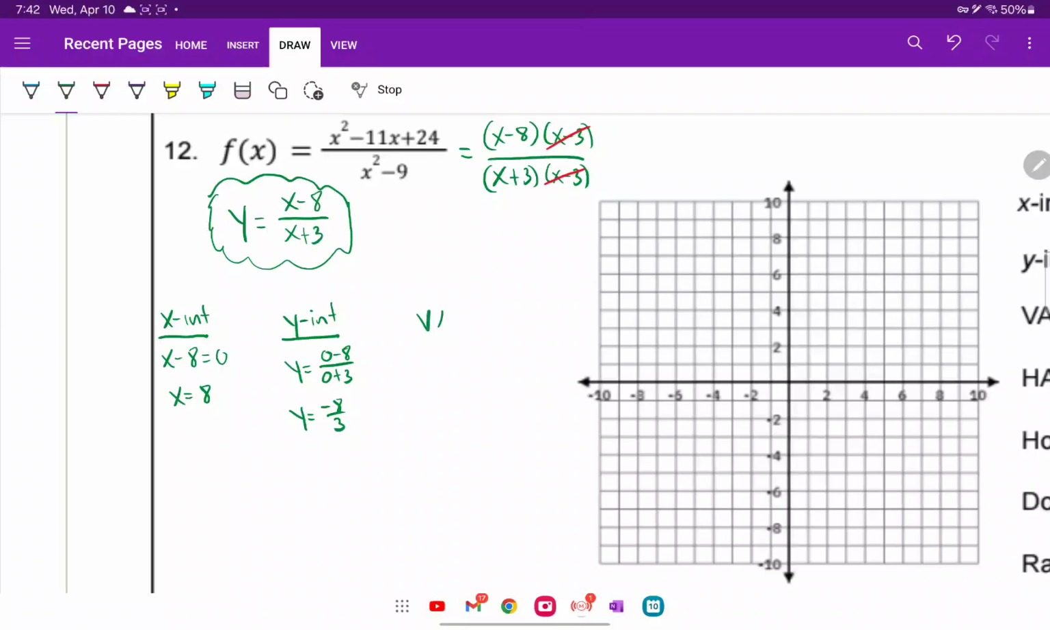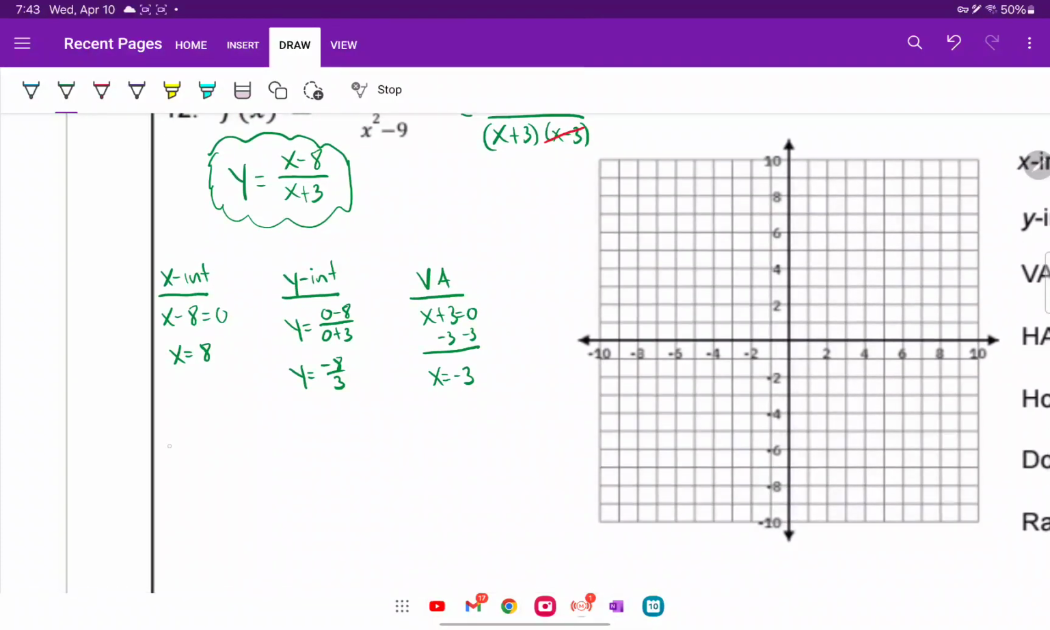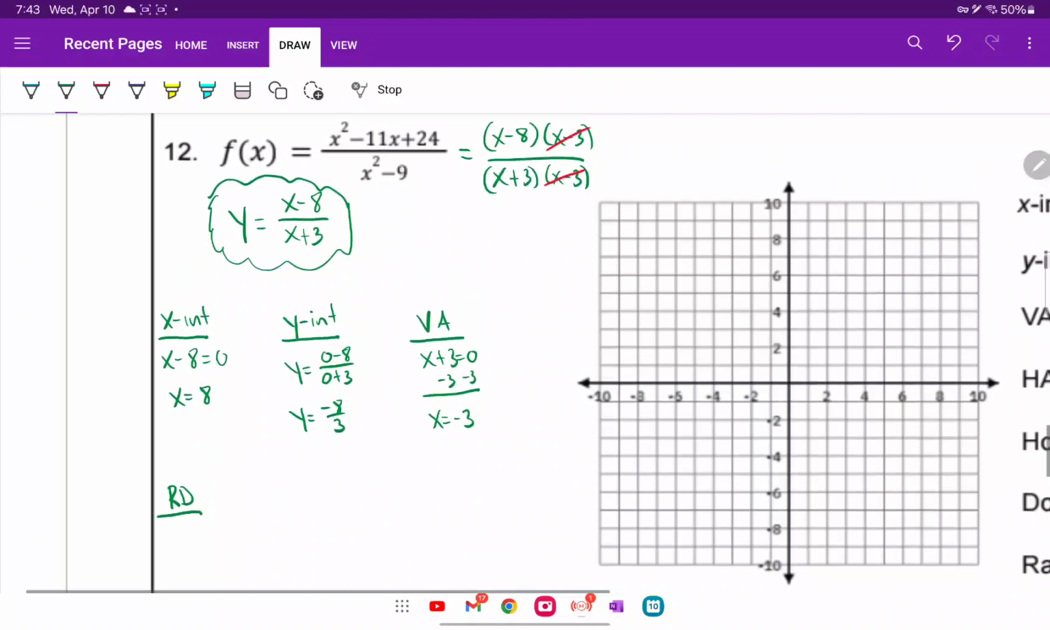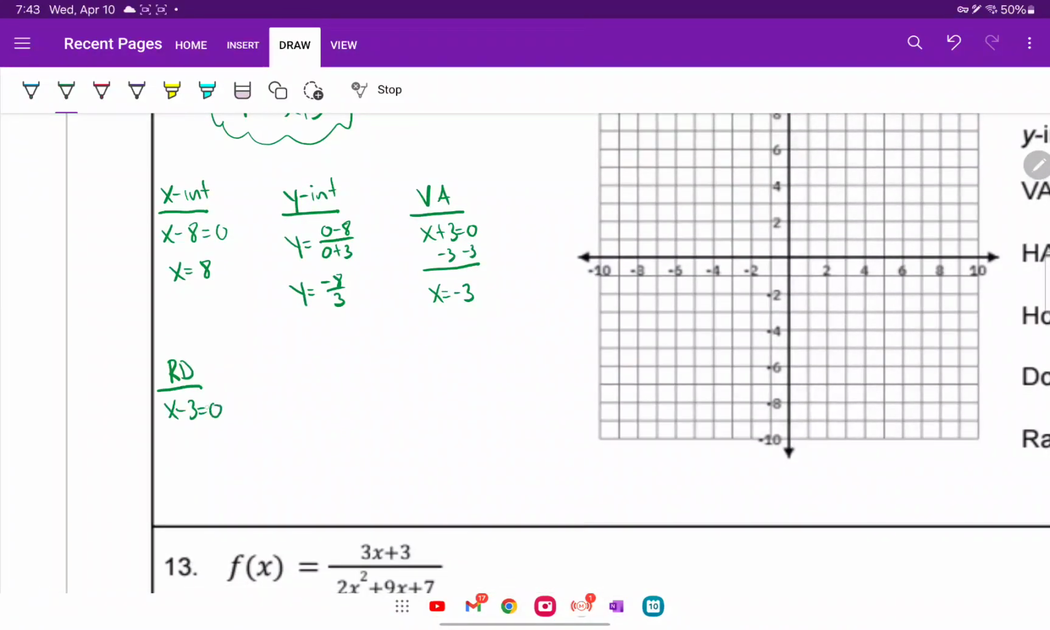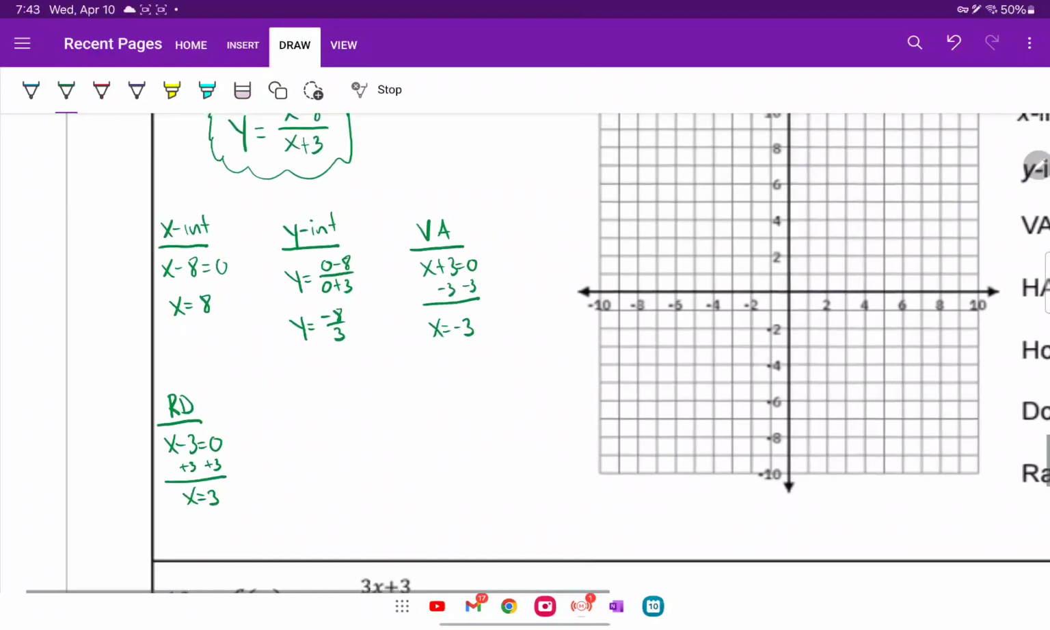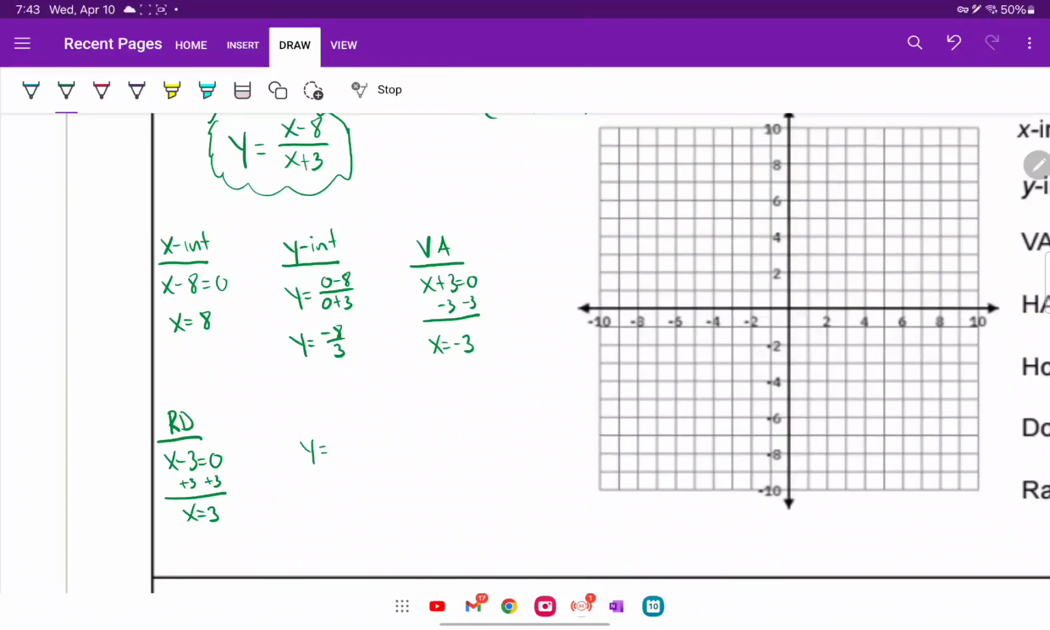For our vertical asymptote, we do actually have a denominator here. It's x plus 3. We set that equal to 0. We subtract the 3 over, and x equals -3. We already did our horizontal asymptote. The degrees were equal, so y equals 1. And for our hole, we crossed out x minus 3, so we're going to set that equal to 0. We're going to solve that, and then we're going to take x equals 3 and plug it back into our simplified equation to solve for y. So y equals (3 minus 8) over (3 plus 3), which is -5 over 6. So we get -5/6.